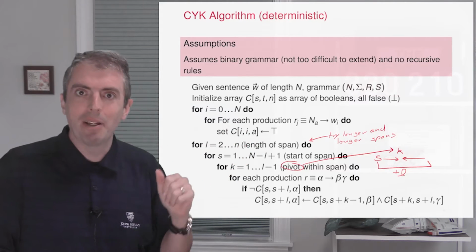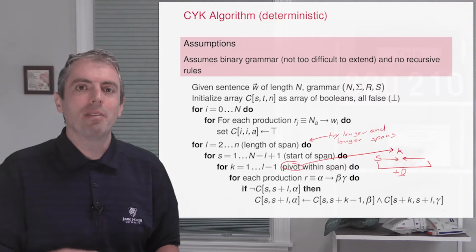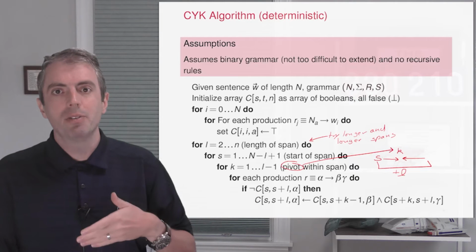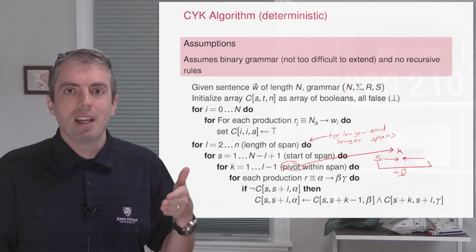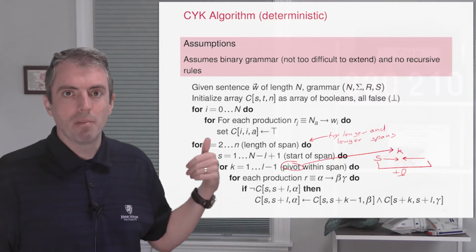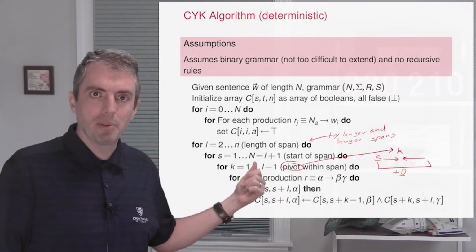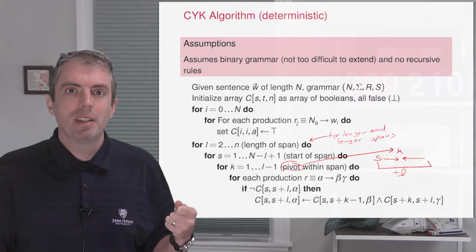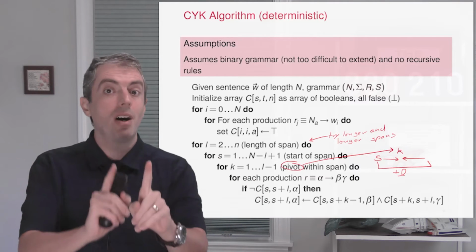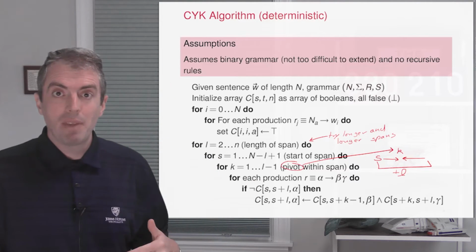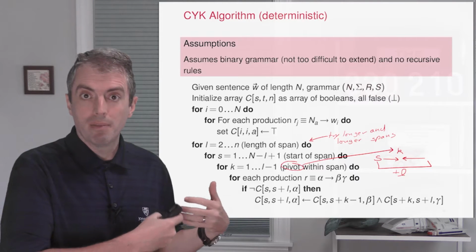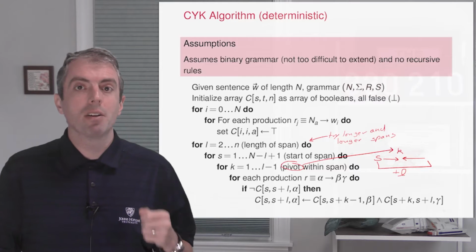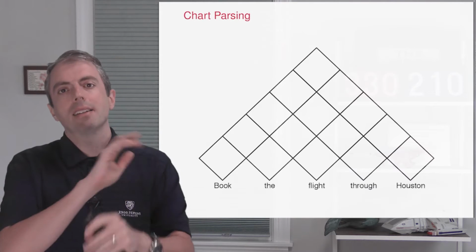Remember, dynamic programming. So we check to see if we've already figured out that there is a span associated with beta and gamma, that goes for non-terminal beta from position S to S plus K minus 1, and for non-terminal gamma from S plus K to S plus L. If both of them are there in our chart as grammatical spans that were covered before because they're shorter, then we say, yes, we can have this longer span covered by non-terminal alpha. This is a lot clearer with an example.